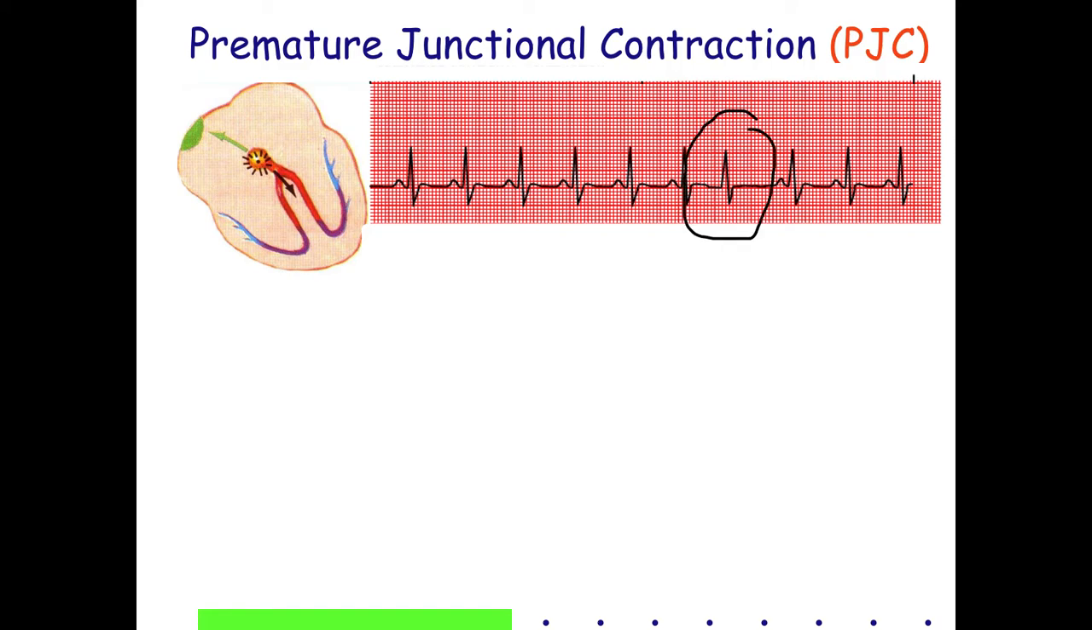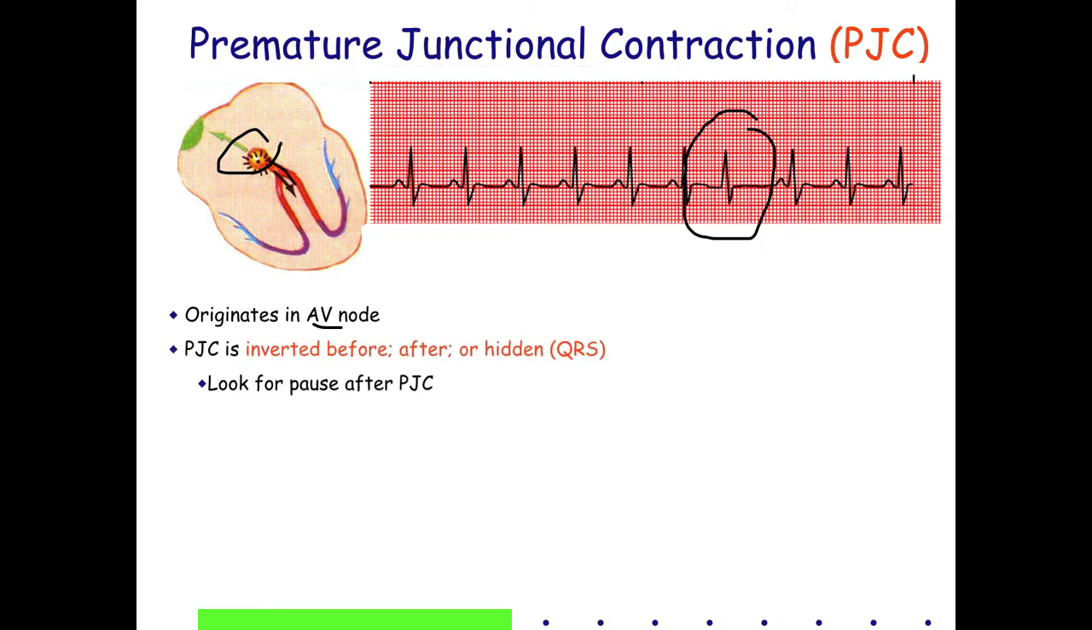Do you guys see that right here? Okay, so let's talk about the criteria. This one actually originates in the AV node. Okay, so somehow we were in the AV node and we started to see something happen quickly. Okay, so PJC is inverted before, after, hidden. We really just want to look for a pause. Okay, we want to look for a pause, you know, right over here, right after that PJC.